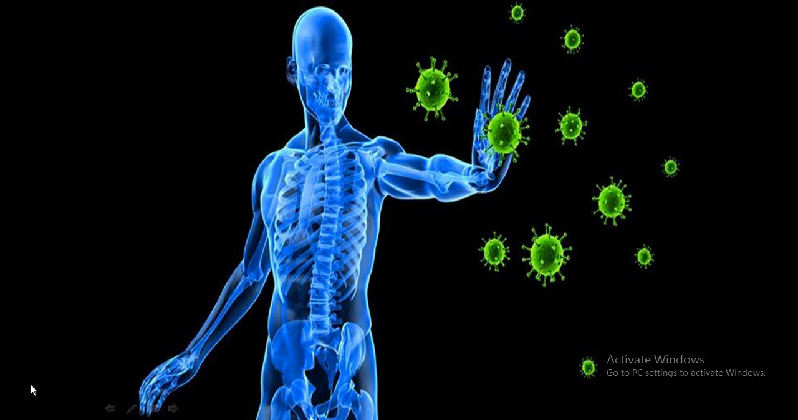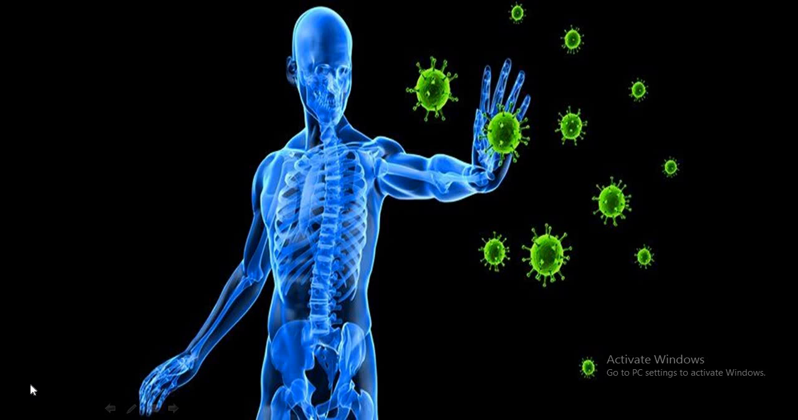In this video, we will discuss the primary and secondary response of our immune system. If you look at this particular diagram, you can see that a human body has been surrounded by lots of viruses. Similarly, in our environment, we are surrounded by lots of pathogenic microorganisms. These pathogenic microorganisms always try to enter our body system.